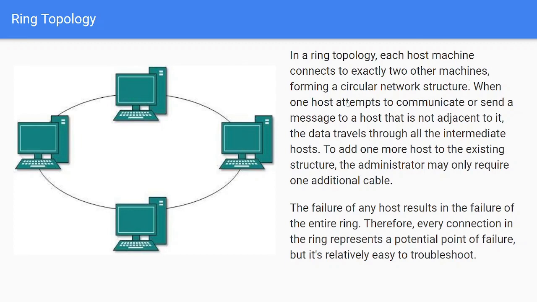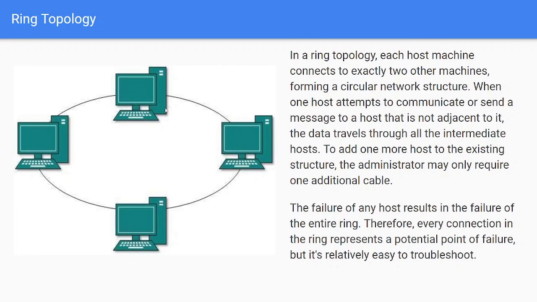When one host attempts to send a message to a host that is not adjacent to it, the data travels through all the intermediate hosts. So let's say for example A wants to send information to C. It is going to pass through B and then get to C. You understand? So that's what it's talking about.